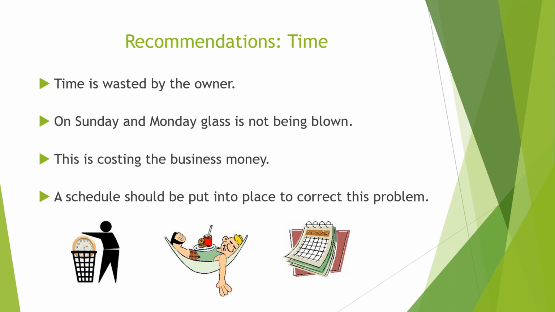Finally, another key component to turning this business around is the time aspect. Time is currently being wasted by the owner. On Sunday and Monday, the owner helps with the store's day-to-day business and upkeep, and also helps customers. No glass is being blown during that time, and the ovens are not being operated. This is costing the business quite a bit of money. Instead of fraternizing with customers, the owner should be working with the glass oven and producing more product. A new schedule should be implemented in order to correct this problem.